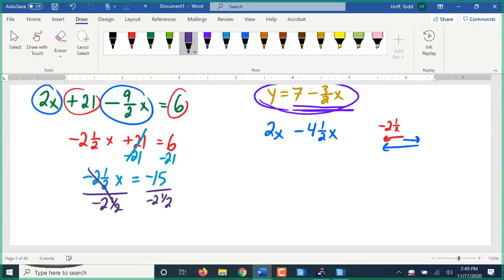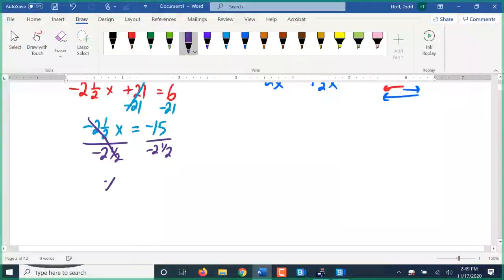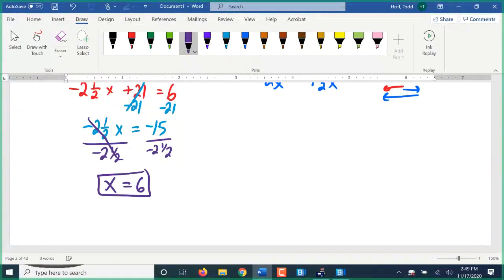So the negative 2.5 divides out on the left side, giving me x. Negative 15 divided by negative 2.5. Well, negative divided by a negative is a positive. 15 divided by 2.5 is 6. So we get x equals 6.